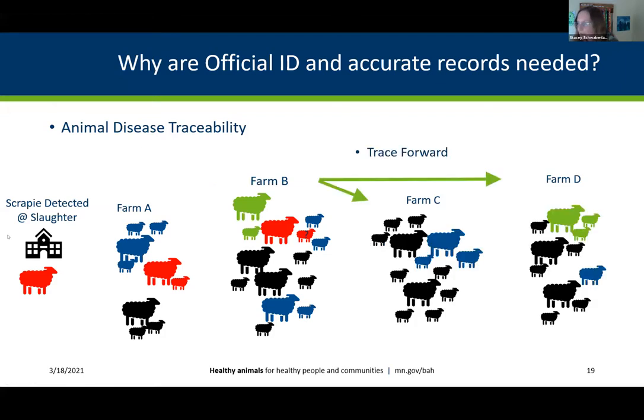So next step, we're going to ignore the trace forward from Farm A just because the slides get too complicated. And we're going to take a peek here at Farm B. And what we know from the farmer's records, again, the importance of keeping those really good records, is Farm B is able to tell us that he sold this green ewe to Farm D along with her lamb, who is now over here, and he sold this blue ewe to Farm C along with her lamb.